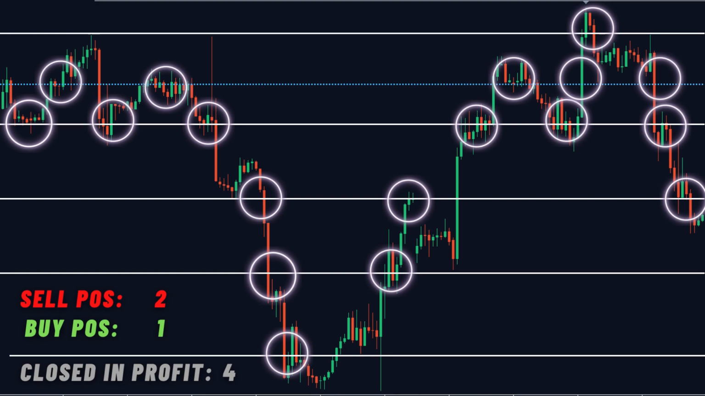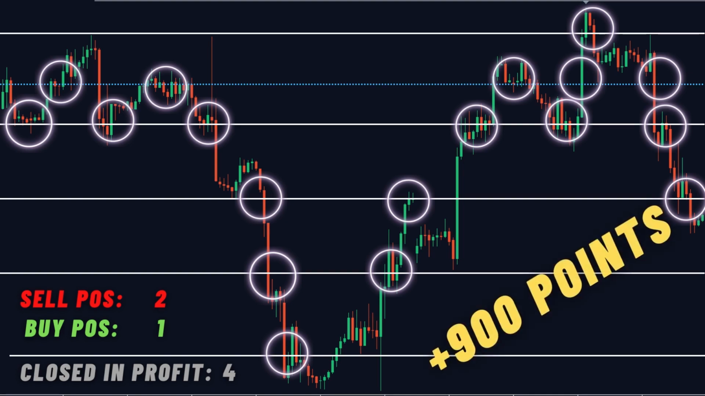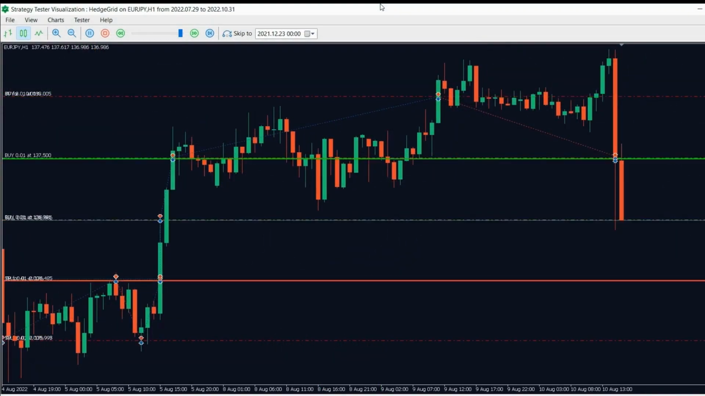Just for the sake of easier explanation, let's say that the gap between each of the grid levels is 100 points. If we would have followed the same logic and eventually closed all the positions on the last bar, the gross profit would be 1800 points, and the gross loss would be 900 points. So that leaves us with a profit of 900 points. That's not that bad for a system that is that simple, right?